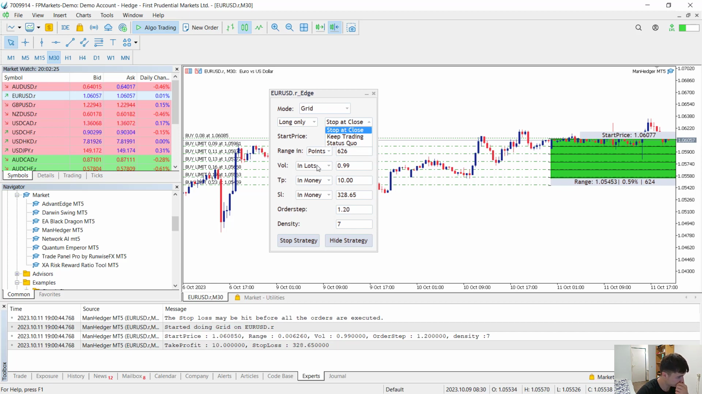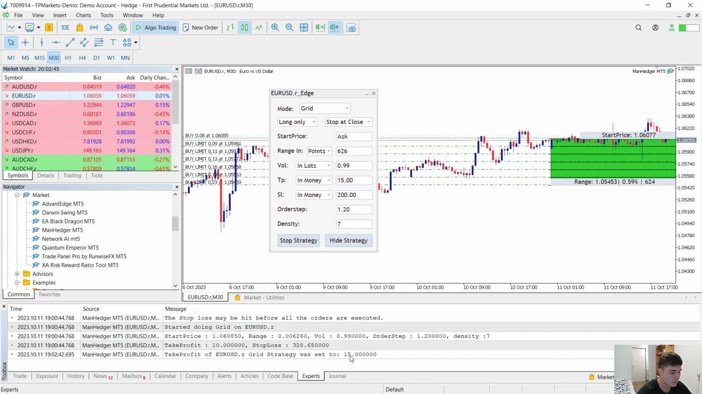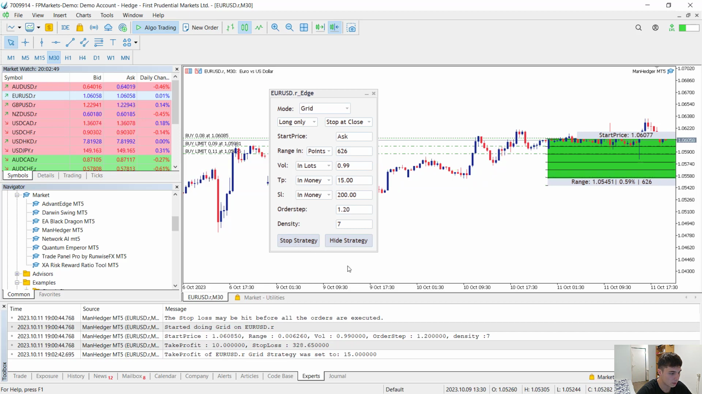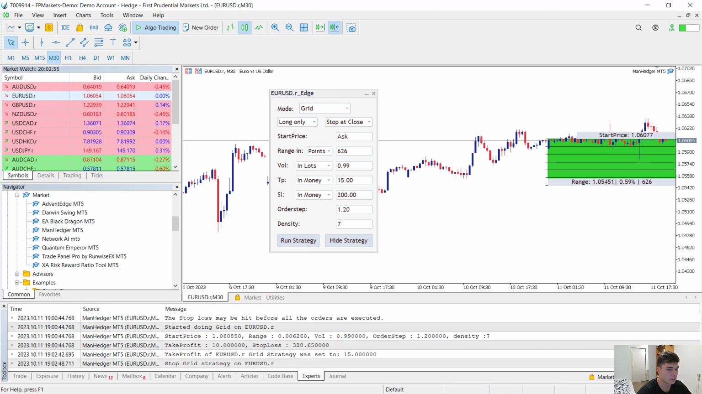In the grid strategy you can set the stop loss and the take profit too, so these two parameters both can be set with the stop strategy button, the same button with which you can stop the strategy. As you can see, it was set to $15. Now I stop the strategy, every order is deleted. That's how easy and beginner friendly this program is.